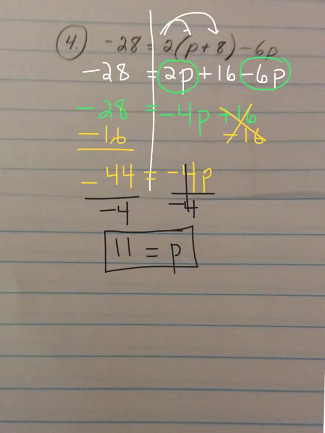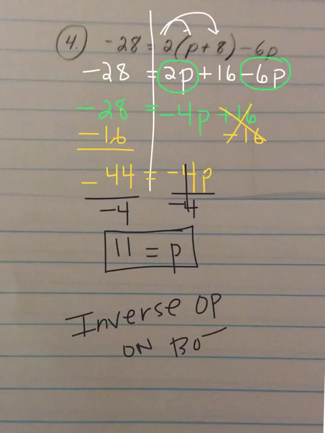So these should start to be getting easier to you. We've been doing these for a long time. You do the inverse operation on both sides of the equation. If you just keep doing that, you'll be fine. Just follow those steps. Remember, if you do it on both sides of the equation, you can't go wrong.